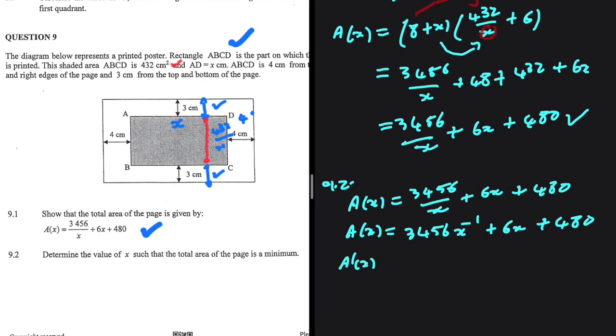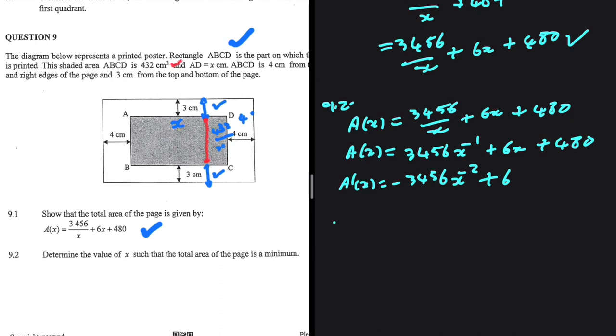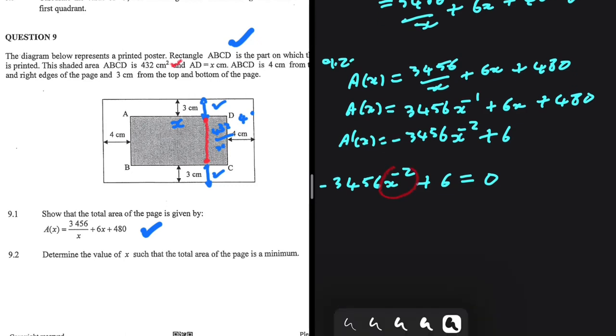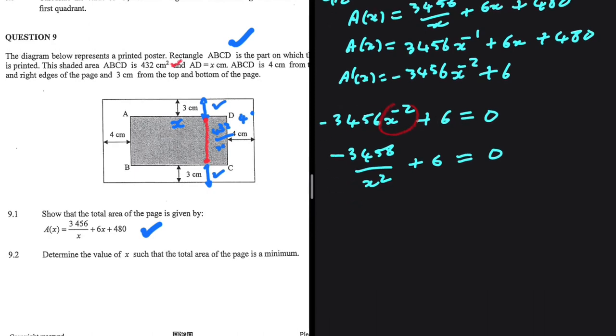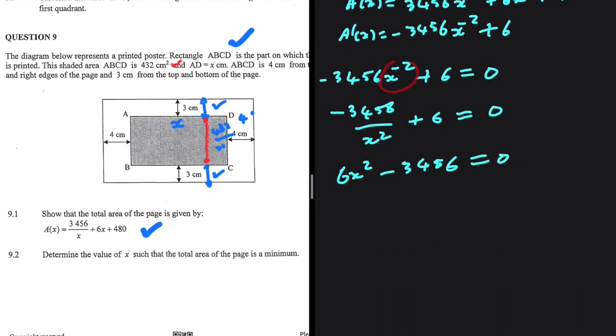We're going to have A prime of x being equal to minus 3,456 multiplied by x to the minus 2 plus 6. Let's now equate to 0. Minus 3,456 x to the minus 2 plus 6 is equal to 0. X to the minus 2 is problematic, so let's write it as minus 3,456 divided by x squared plus 6 being equal to 0. We can multiply both sides by x squared. If we do that, we're going to get 6x squared minus 3,456 being equal to 0. So 6x squared is equal to 3,456. So x squared will be equal to 3,456 divided by 6.